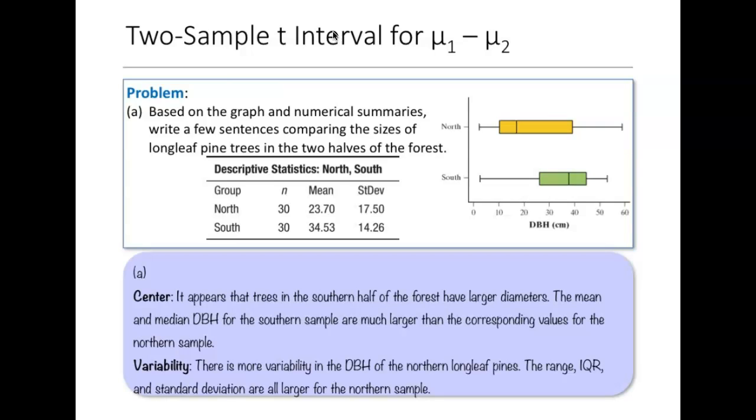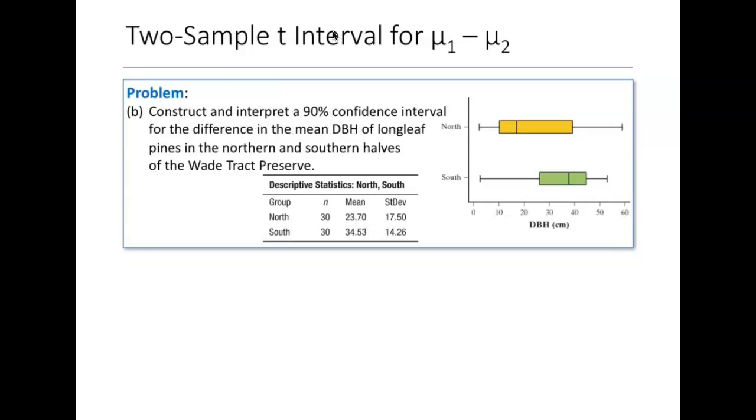Center, it appears that the trees in the southern half have larger diameters on average. We can see that the median is larger than the northern. And there seems to be more variability in the northern longleaf pines. It's just a wider distribution, right?